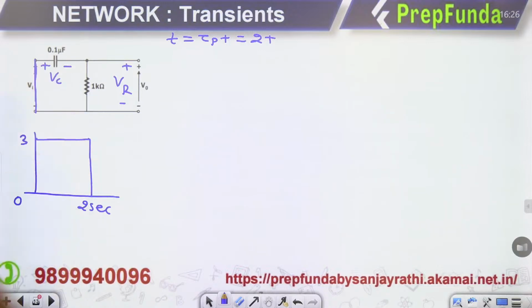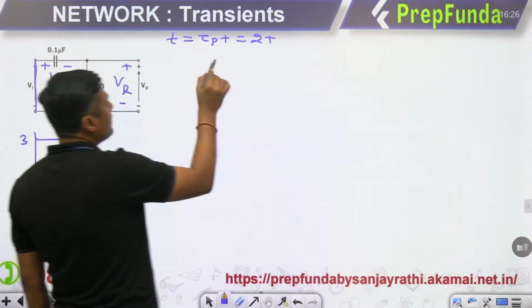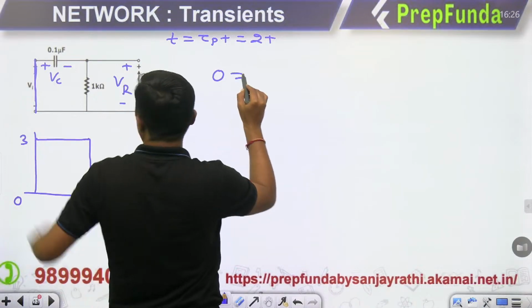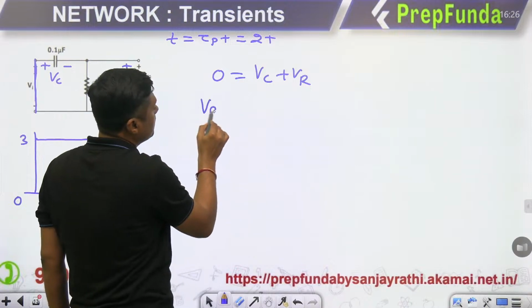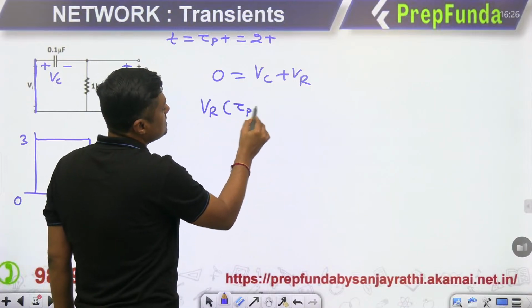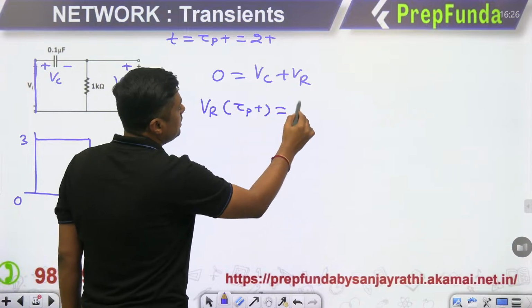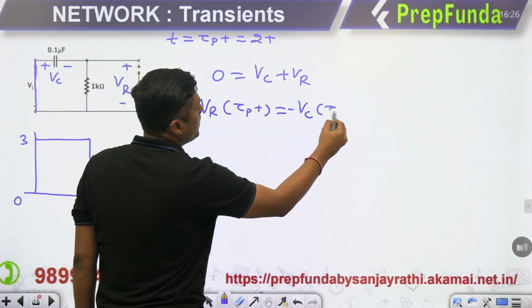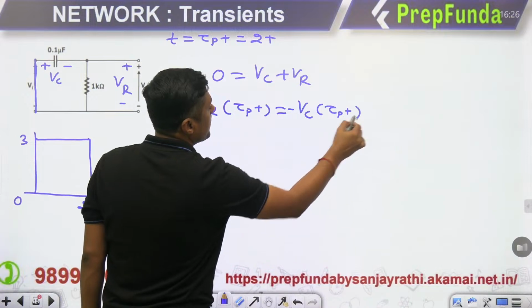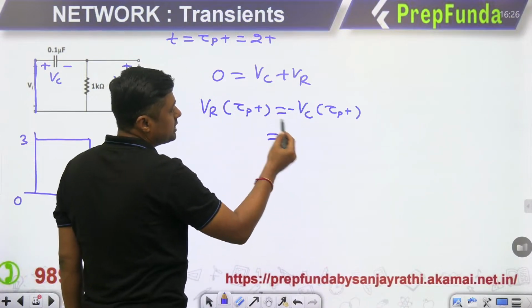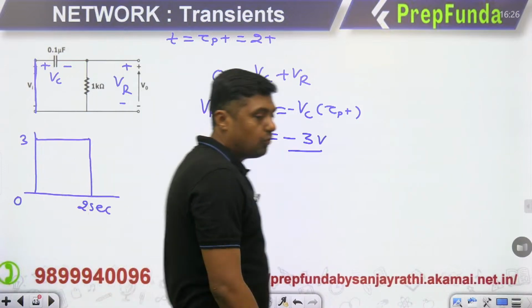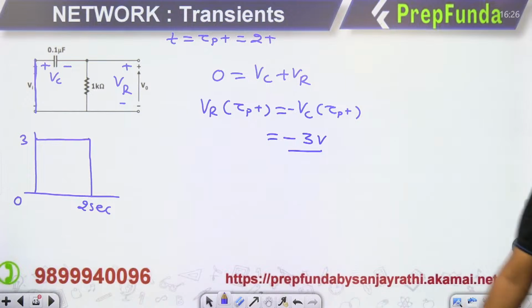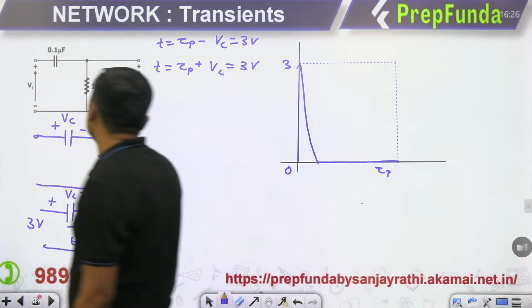Write down the KVL. Exactly at tau p plus, when I am writing the KVL, input 0 is equal to Vc plus VR. So what is the VR at tau p plus, at 2 plus? It is nothing but minus of Vc at tau p plus. And what is the Vc at tau p plus? It is 3 volt, and that's why it will become minus 3 volt. That's why the voltage across the resistor, or the voltage at the output, will become minus 3 volt. Right? This is the minus 3 volt.